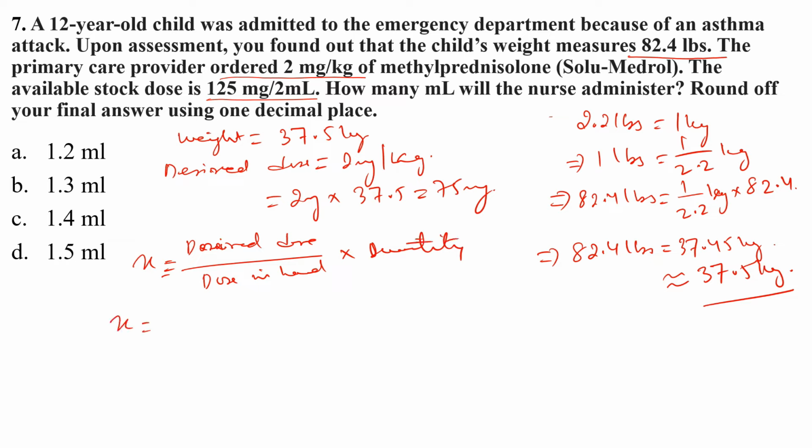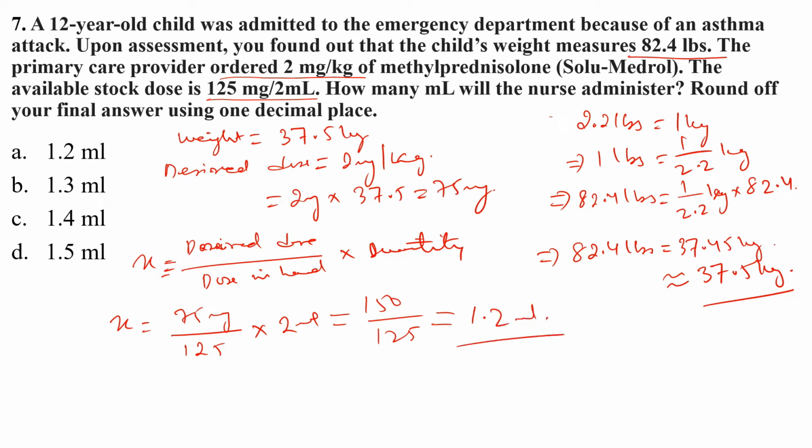So X equal to desired dose is 75 mg, and the dose in hand we have 125, and the quantity is 2 ml. So 75 multiplied by 2, we will get 150, and divided by 125. So 150 divided by 125, we will get 1.2 ml. So the correct option here is option A, that is 1.2 ml.